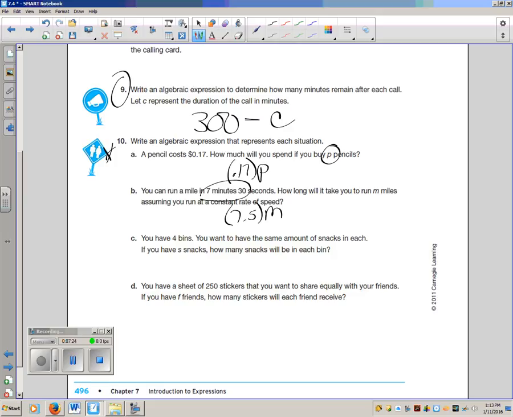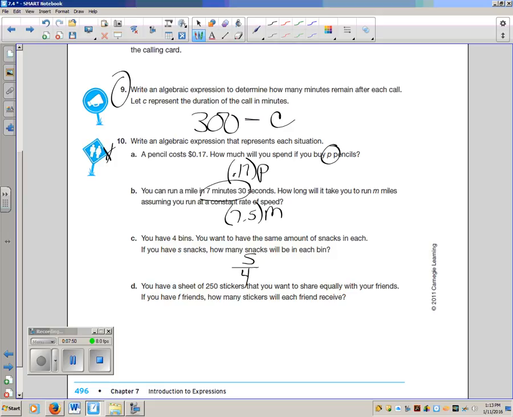You have 4 bins. You want to have the same amount of snacks in each. If you have S snacks, how many snacks will be in each bin? You've got to think about what the operation is. We don't know how many snacks there are because it's a variable. It changes. We're going to split that evenly. S divided by 4.